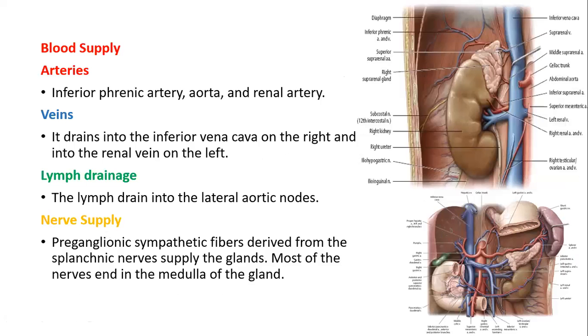Coming to the blood supply, the arterial supply of this suprarenal gland or the adrenal gland is the inferior phrenic artery, then direct arteries from the aorta, as well as the renal artery. So there are many arteries coming from different parts. One is from the phrenic artery. If you see here, there is the inferior phrenic artery, and the vein. So it will be giving some branches here.